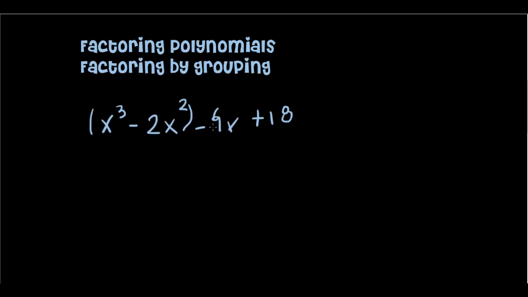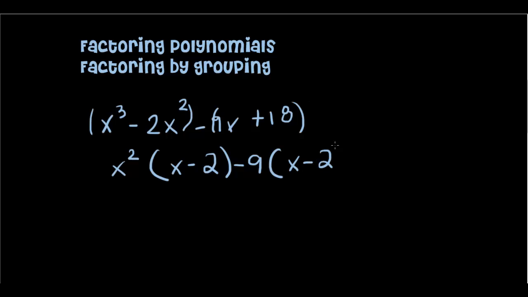I'm going to group the first two and the last two. So the common factor amongst these two is x squared. So then inside of the parentheses is going to be x minus 2. I know I'm going kind of fast, but we've seen this before. And the common factor amongst these two is going to be negative 9. So then inside of the parentheses is going to be x minus 2.